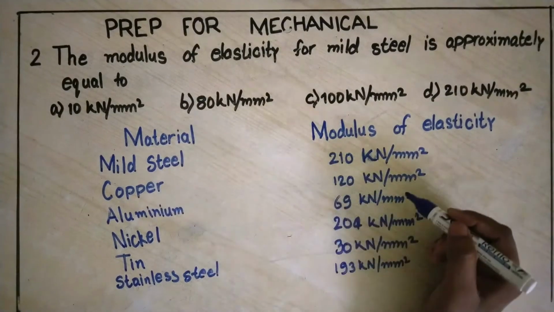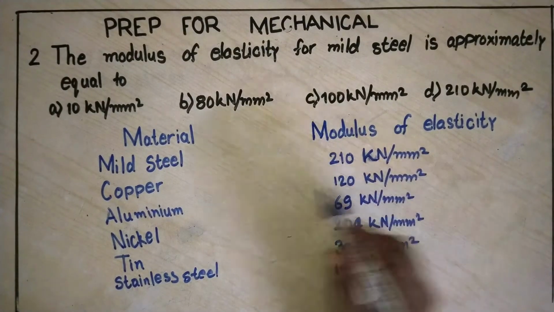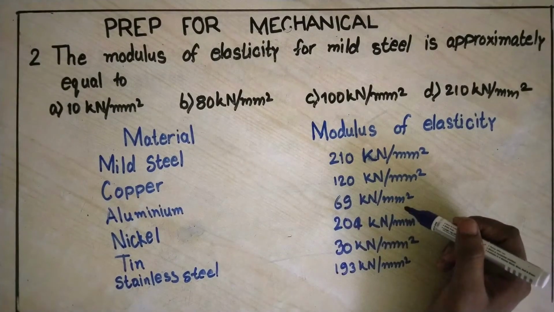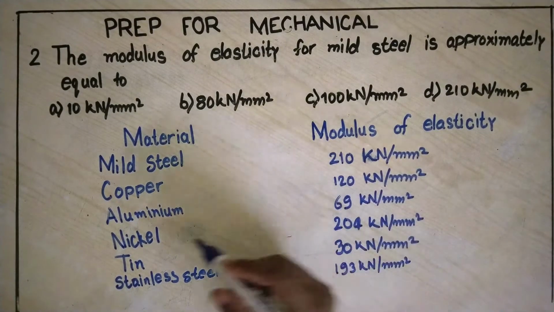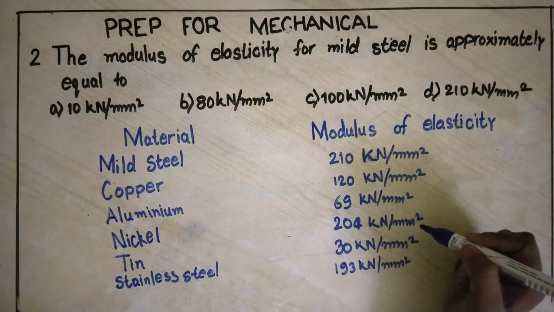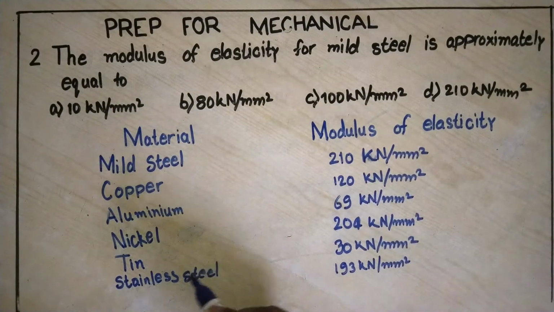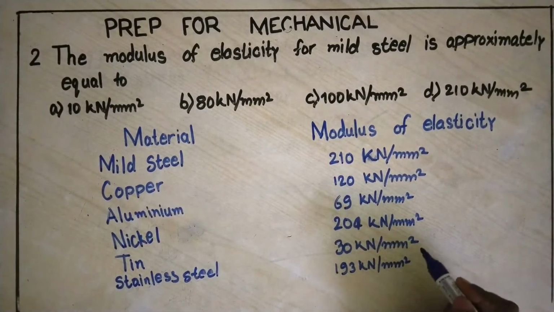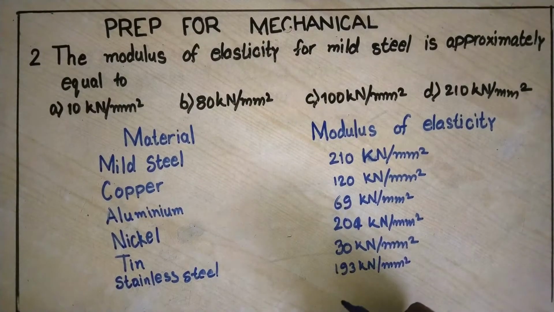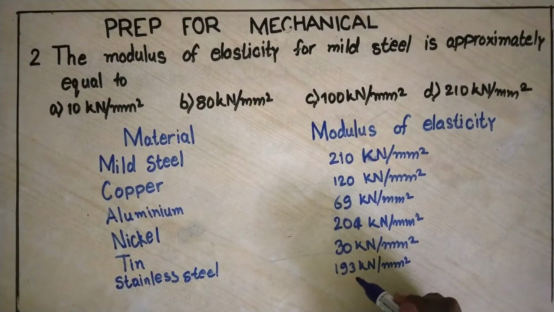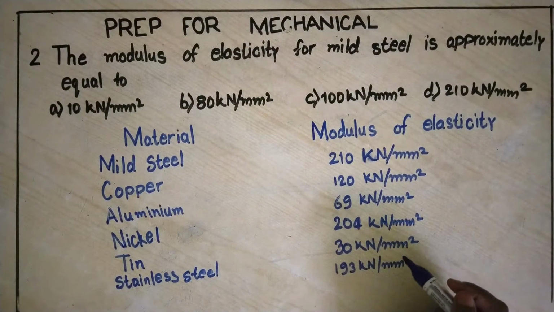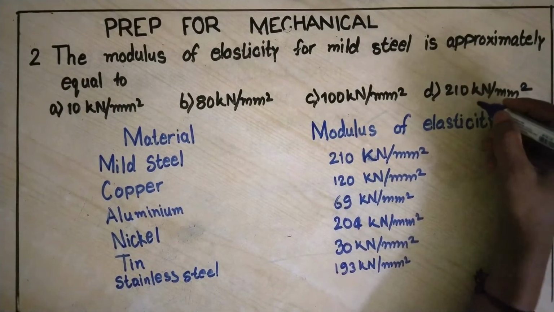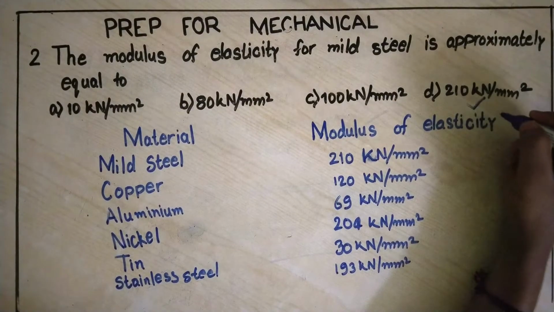For copper it is 120 kilonewton per millimeter square. For aluminium it is 69 kilonewton per millimeter square, and for nickel it is 204 kilonewton per millimeter square. For tin it is 30 kilonewton per millimeter square, and for stainless steel it's 193 kilonewton per millimeter square. So the correct option is 210 kilonewton per millimeter square.